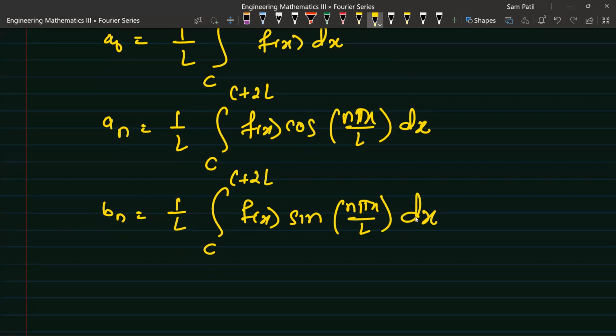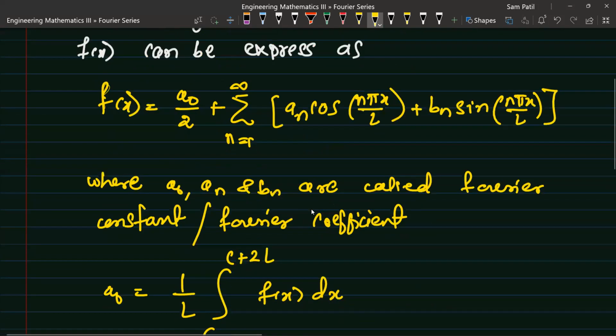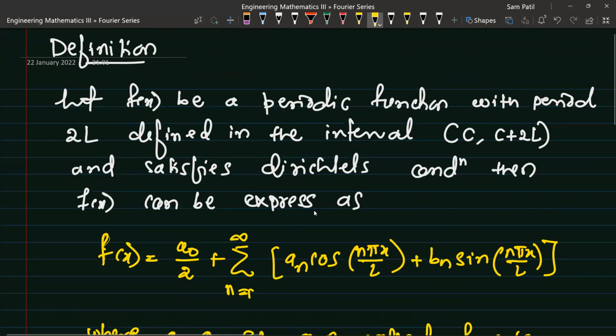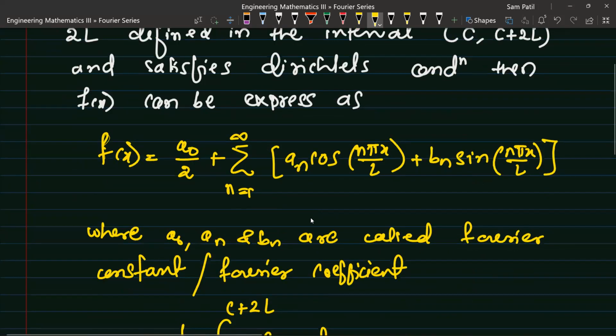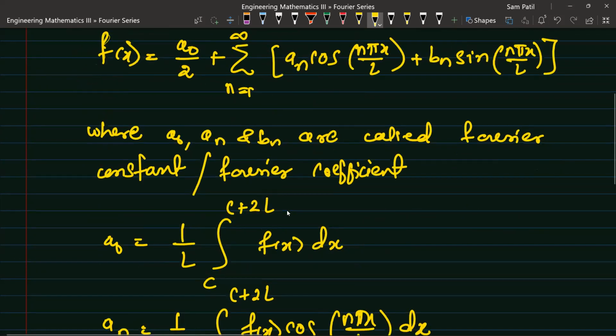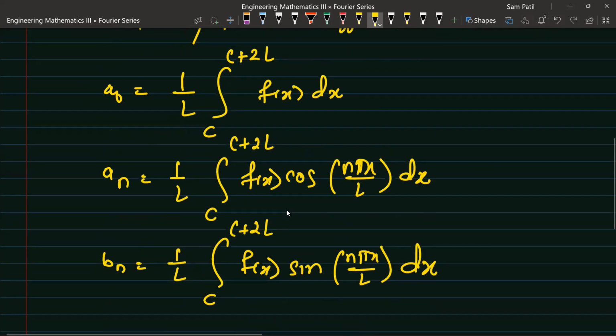This is the definition of Fourier series. Whatever example they ask, just write down the series expansion of f(x): a naught upon 2 plus summation of an cos(n pi x upon L) plus bn sin(n pi x upon L). After that, what are a naught, an, and bn? These are the results to find a naught, an, and bn.